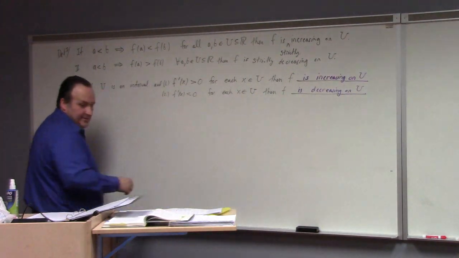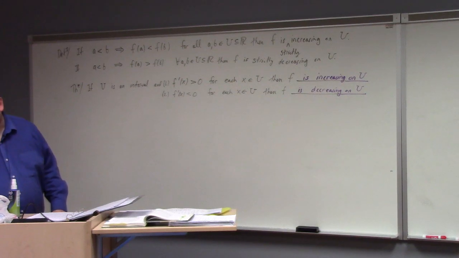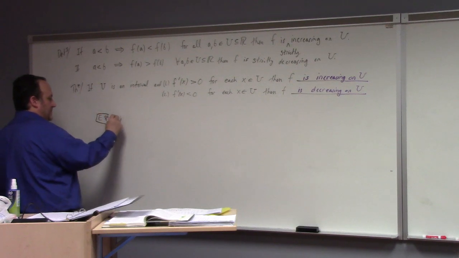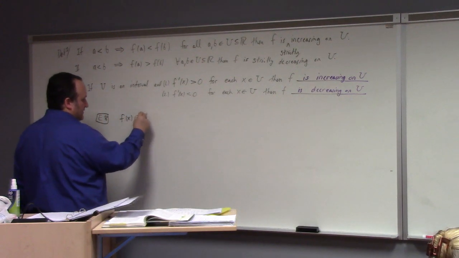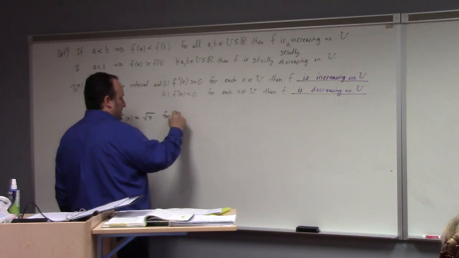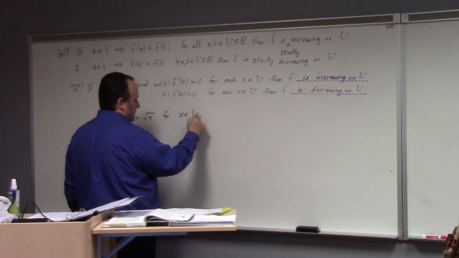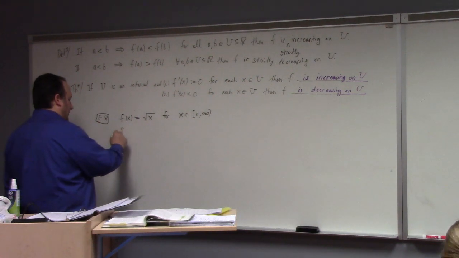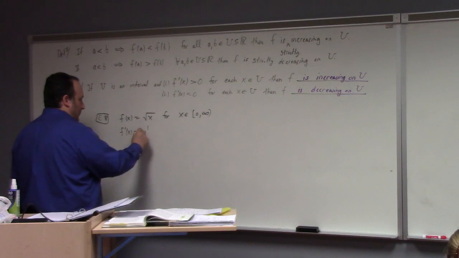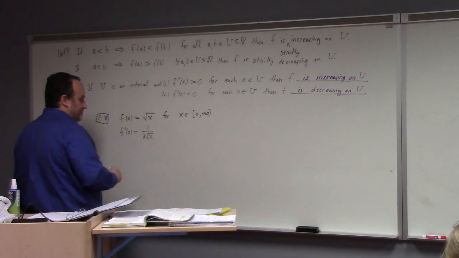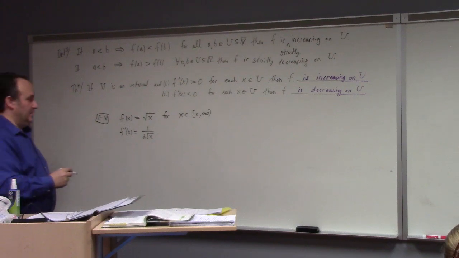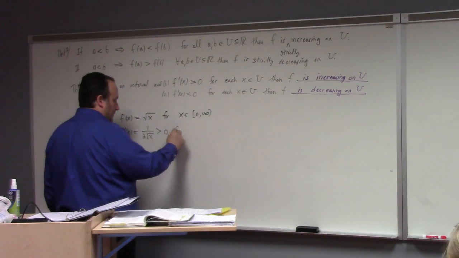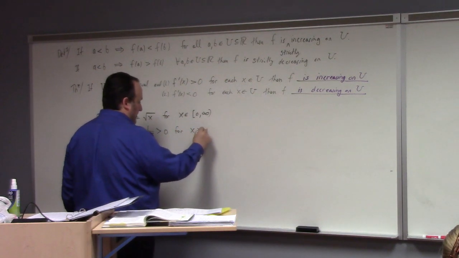let's see, what example am I on here? Example 8. So let's think about it. F of x equals the square root of x for x an element of 0 to infinity, right? Then what? F prime of x is what? 1 over 2 square root of x, right? In calculus. And that is greater than 0 for x greater than 0.